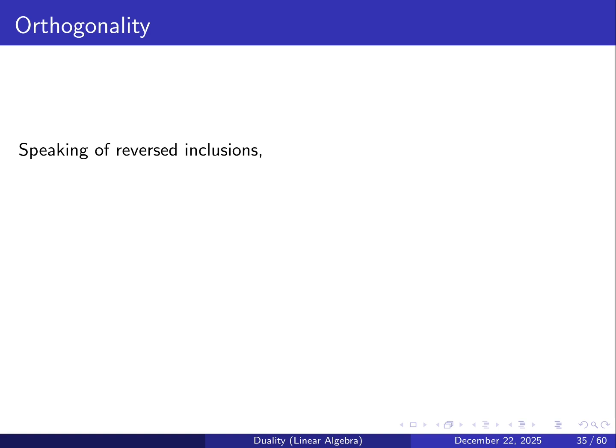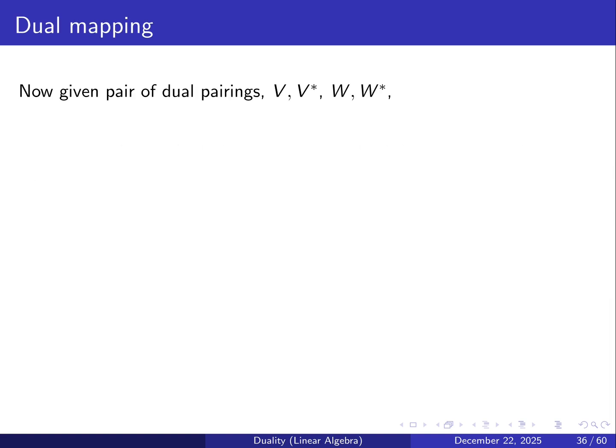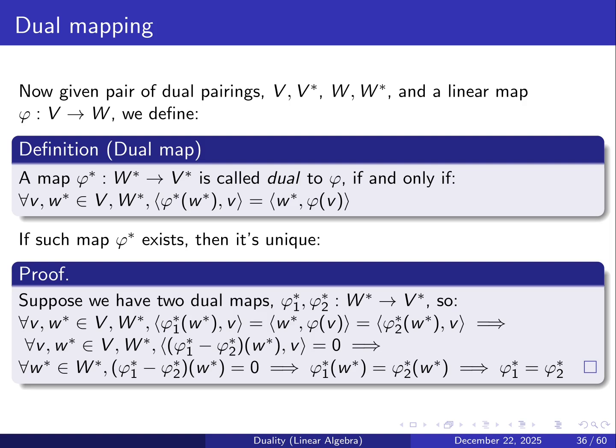Speaking of reversed inclusions, for two subspaces, U a subspace of W a subspace of V, we have W complement is a subspace of U complement, shown by the following argument. Now that we have talked about subspaces, we are ready to talk about linear maps. Given a pair of dual pairings V, V star and W, W star and a linear map phi from V to W, we define phi star to be dual to phi if and only if for all vectors V and W star we have phi star of W star scalar product V is equal to the scalar product of W star and phi of V. If such a map exists, then it's unique.